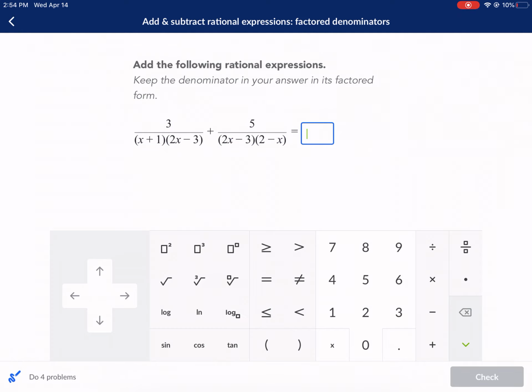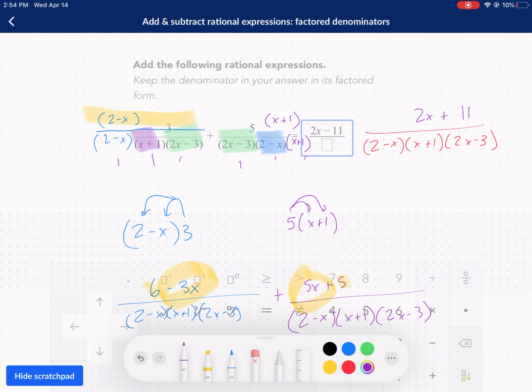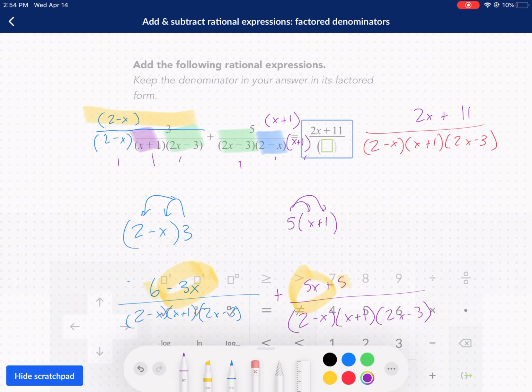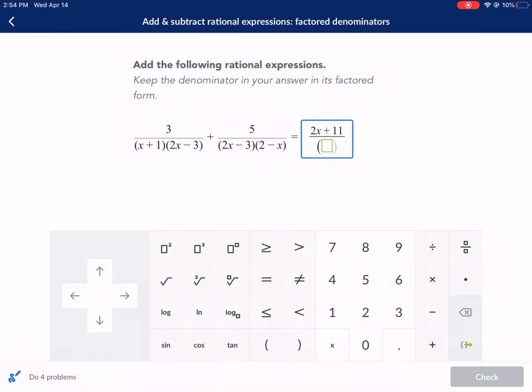So we're going to put the fraction 2x plus 11. Whoops, that would have been bad. 2x plus 11. And then we need a lot of parentheses here. I want to be consistent: 2 minus x, even though it doesn't matter, the order. 2 minus x, parentheses.